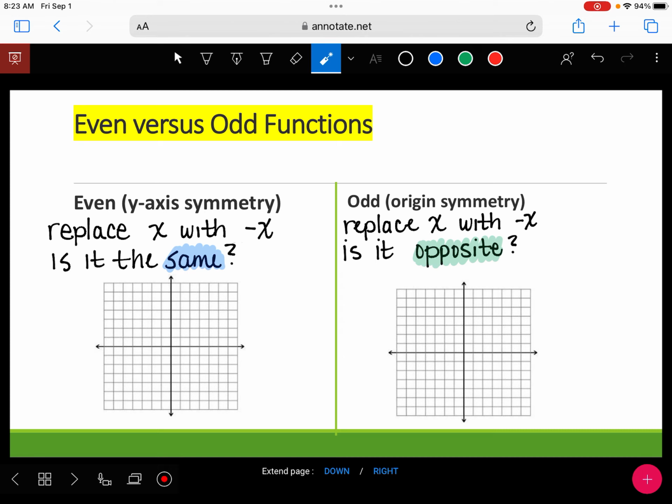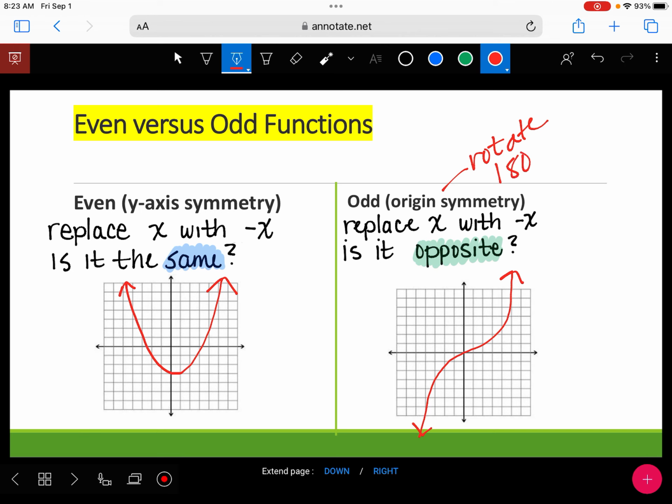An example of a graph that is even would be a parabola with a vertex on the y-axis. Because if you fold that graph, it's going to match up on the left and right side. And odd means if you rotate it 180 degrees, it's going to be the same. So in other words, if I take the graph and turn it upside down, it looks the same.